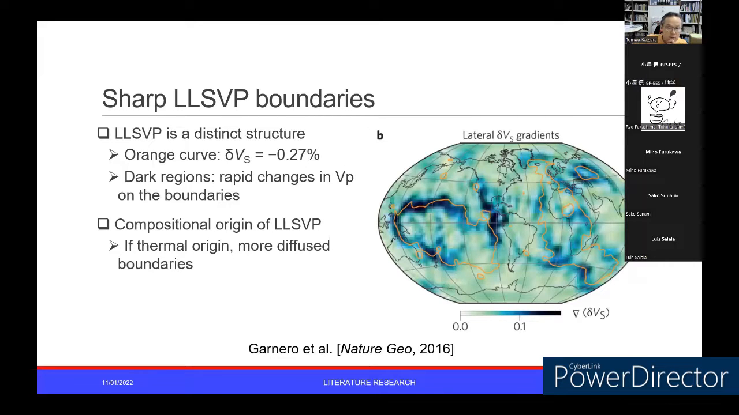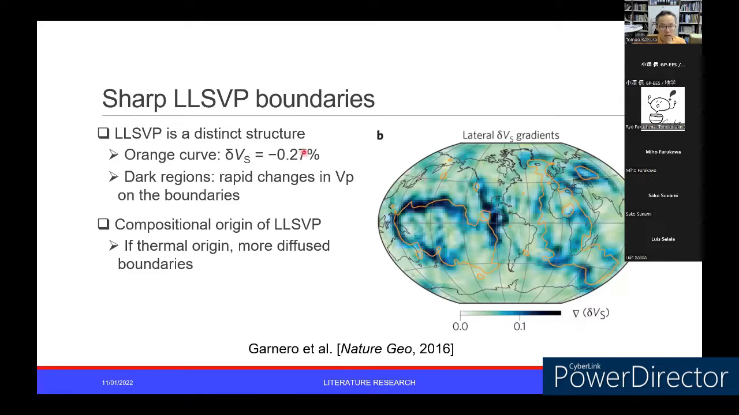S wave, the structure of LLSVP is sharp or not sharp is another question. And this map shows the velocity gradient over shear wave velocity. Dark part shows a steep gradient in a horizontal direction, and the yellow curve denotes the contour of a minus 27% anomaly.